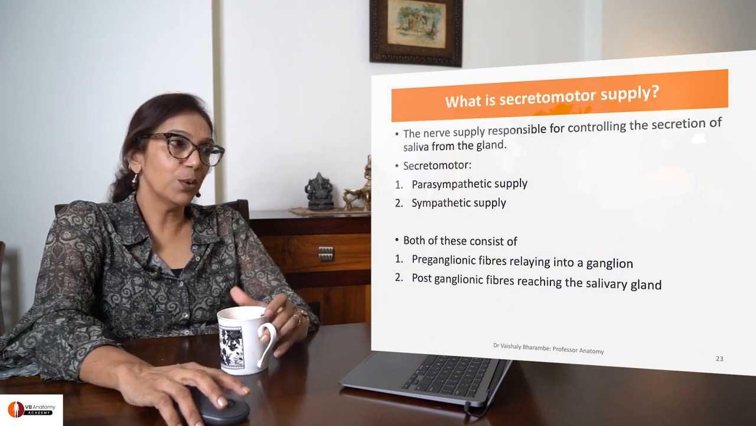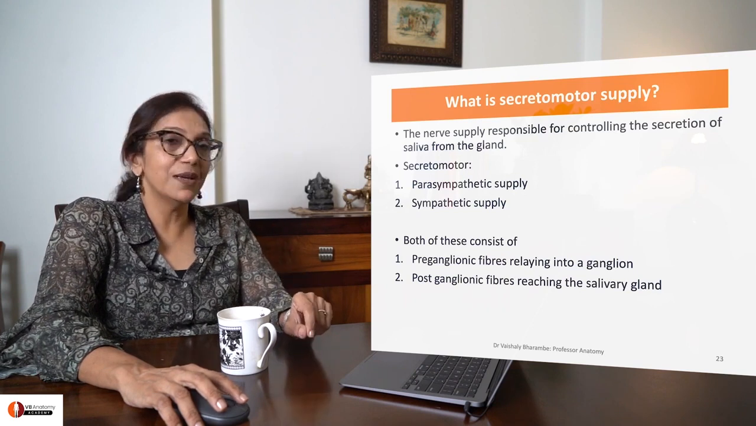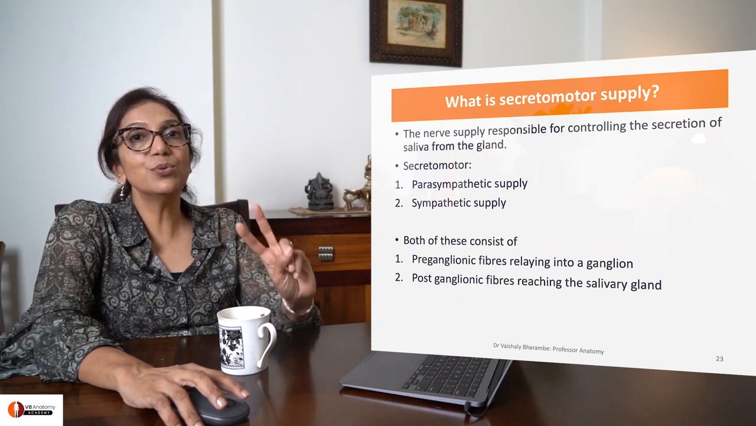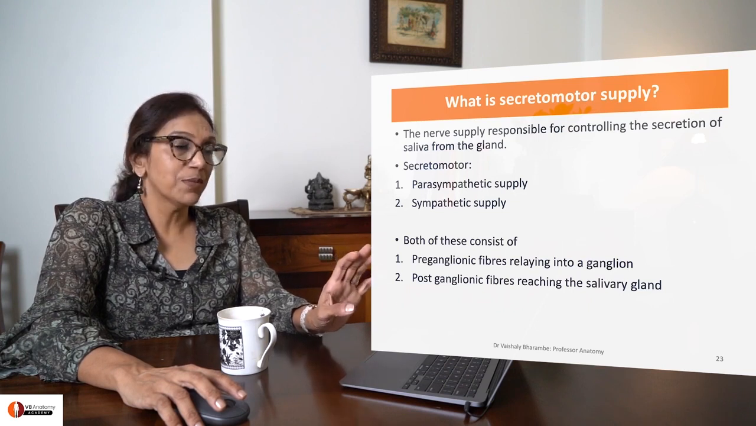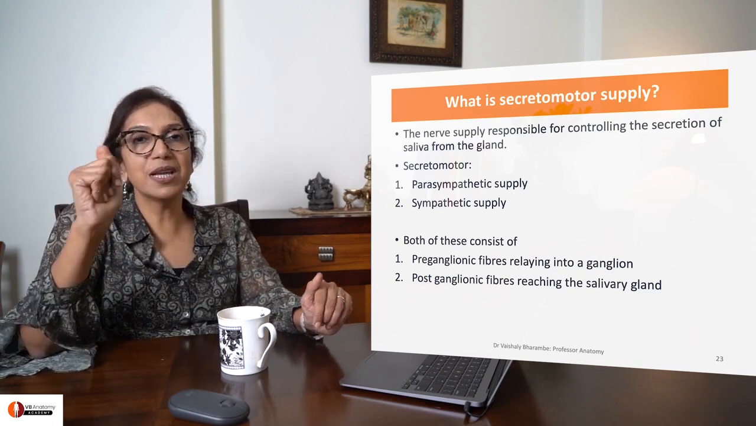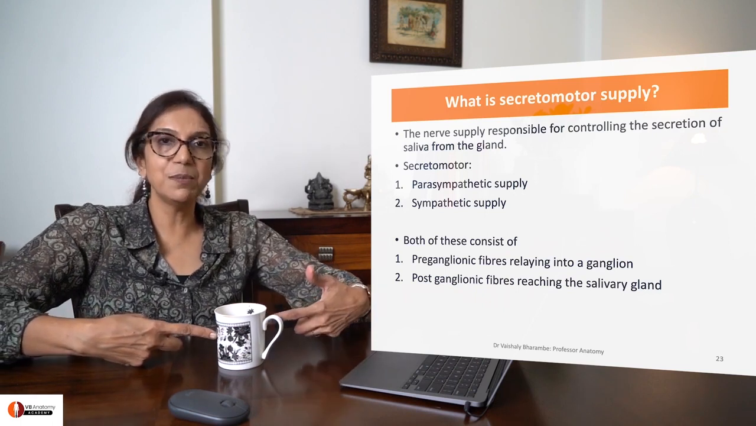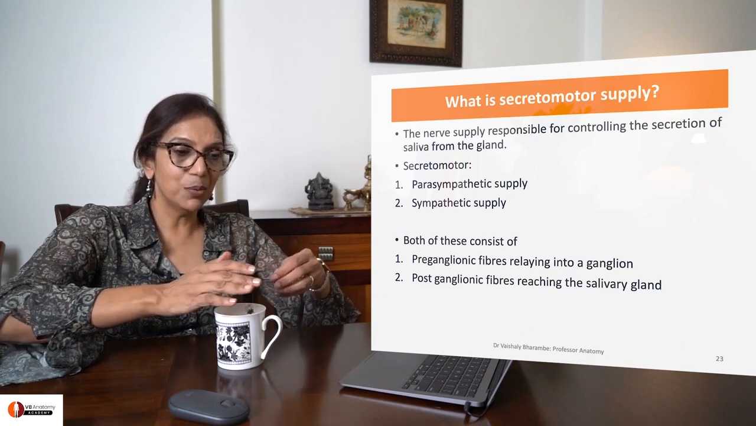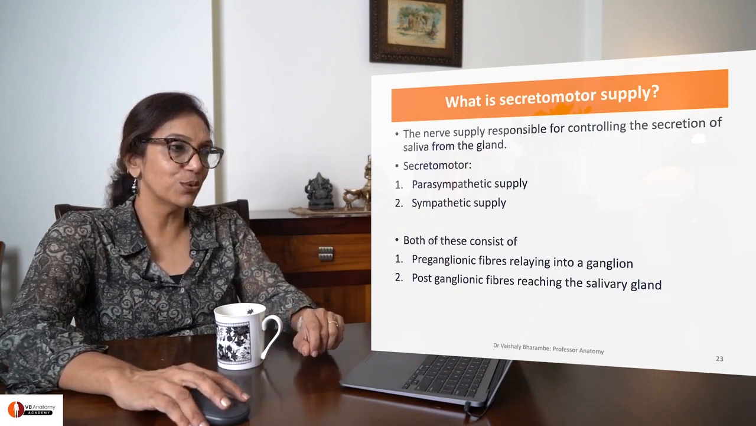Right. Ready? Okay. So, the nerve supply responsible for controlling secretion of saliva is called secretomotor. It is causing secretion. This comes from two systems, the parasympathetic supply and the sympathetic supply. Both parasympathetic and sympathetic consist of preganglionic and postganglionic fibers. Suppose this is a ganglion. There will be fibers which are preganglionic, there will be fibers which are postganglionic. The preganglionic will relay in the ganglion, postganglionic will then go from there to the target organ. I'll show you images, it will help you to understand.